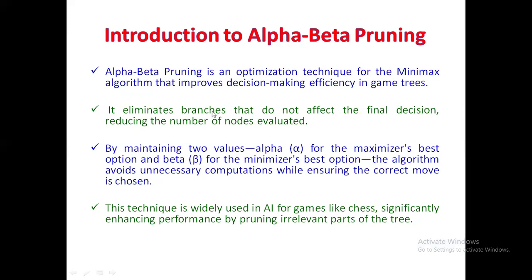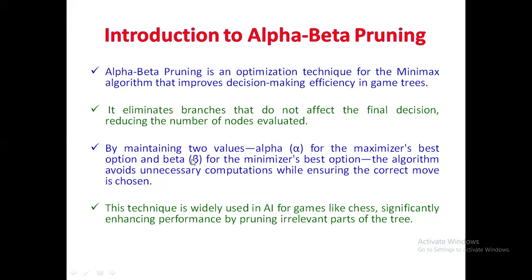One of the primary benefits of alpha beta pruning is its ability to eliminate branches that do not affect the final decision. In game theory, many branches contain suboptimal moves that do not need evaluation. By cutting off these unnecessary calculations, the algorithm significantly reduces the number of nodes it processes, leading to faster computations while maintaining the same final decision quality.